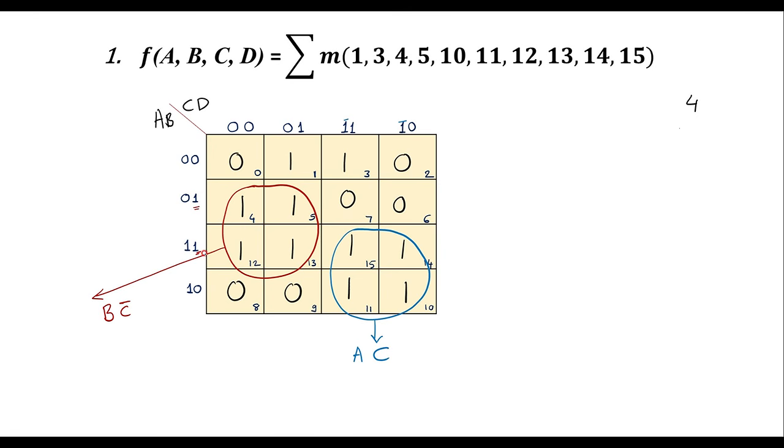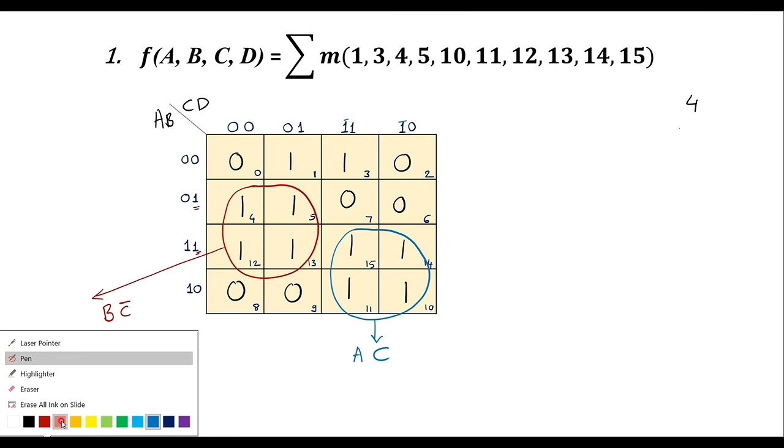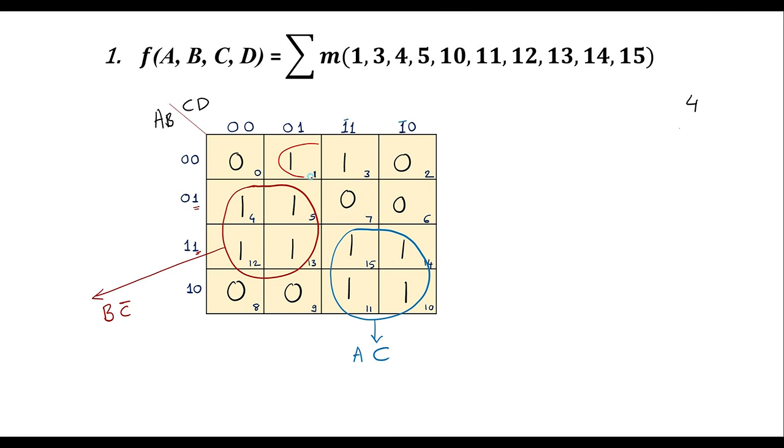So here we have 1 and here we have 1. Together we can make a pair. Let me make a pair. The value of this will be, it covers these two columns. Common is 1, which is with respect to D. And it covers the first row, which is 0, 0, meaning A bar, B bar. That is, we have A bar, B bar, D.